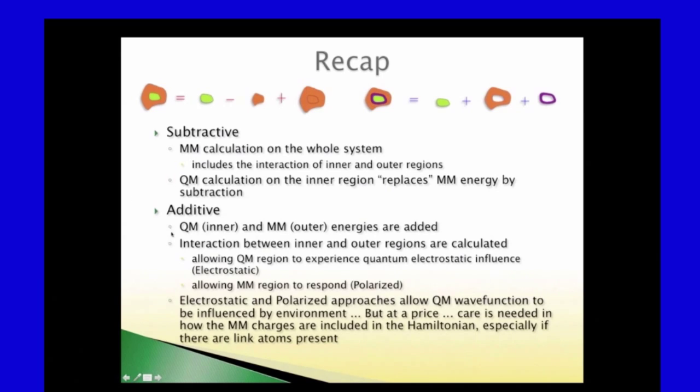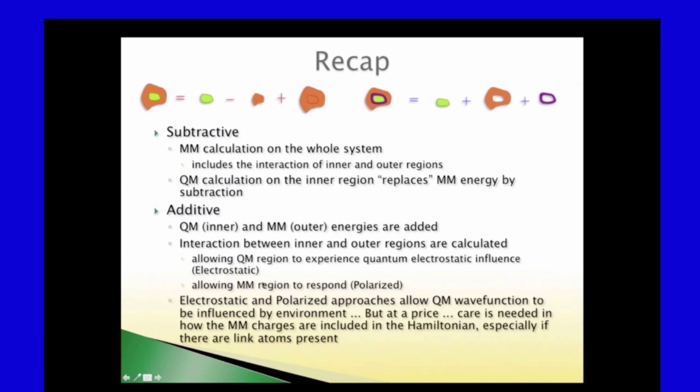Again, we talked about the strengths and weaknesses. And the additive approach, right, we do the quantum calculation, we add its energy or its Hamiltonian to the classical Hamiltonian or the classical energy, and then you have to deal with this interaction energy and the various boundaries. The interaction energy between your QM and MM regions is done explicitly, such that you get this quantum electrostatic influence. And this is the so-called electrostatic embedding type of idea.